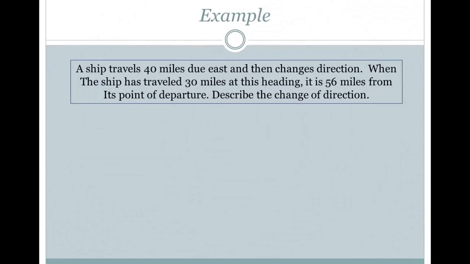A ship travels 40 miles due east, then changes direction. When the ship has traveled 30 miles at this heading, it is 56 miles from its point of departure. Describe the change in direction. Again, the most challenging part of this is to get the diagram right. So here's what it looks like.